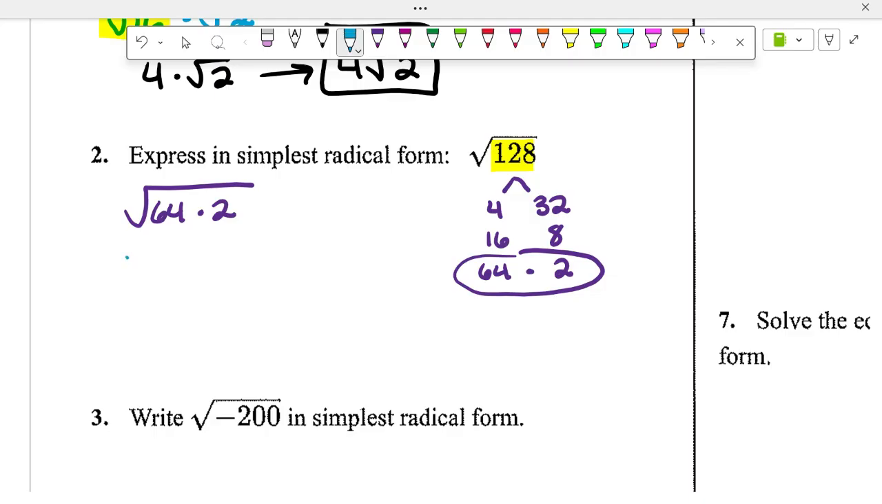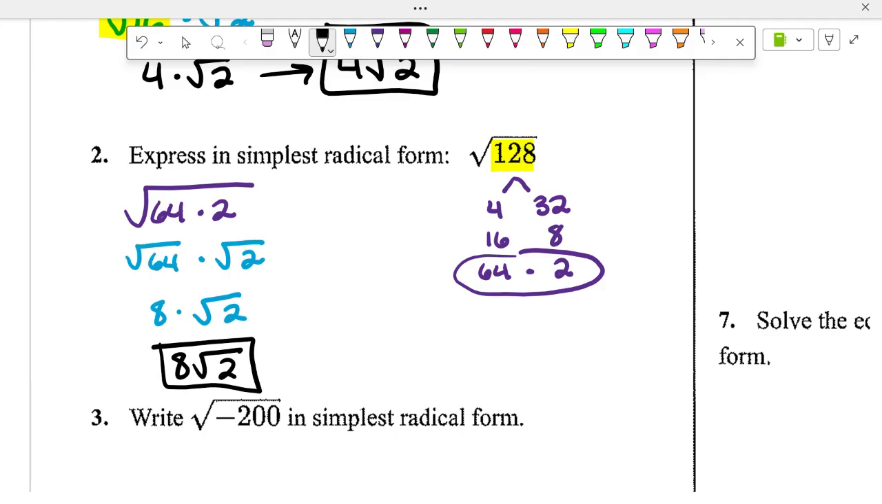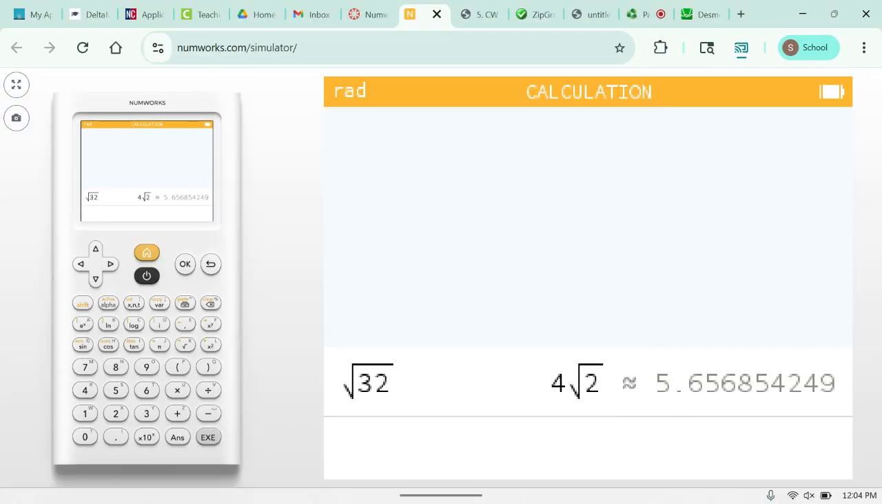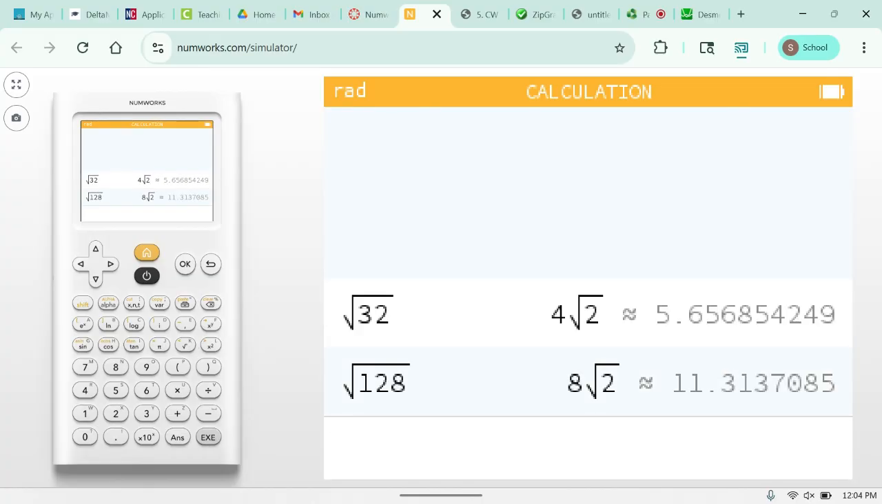I'm then going to break it apart to be the square root of 64 times the square root of 2. All right, what's the square root of 64? 8. So we got 8 times square root of 2. So my answer is 8 square root 2. Is this making sense for you guys, like what I'm doing? Okay. So now let's check it in my NumWorks, see if I'm right. I'm going to type in the square root of 128, and I get 8 square root 2.